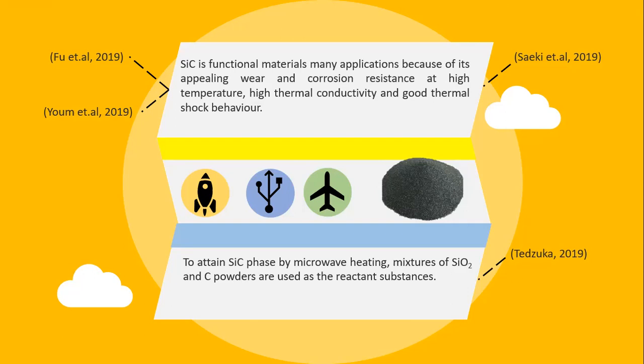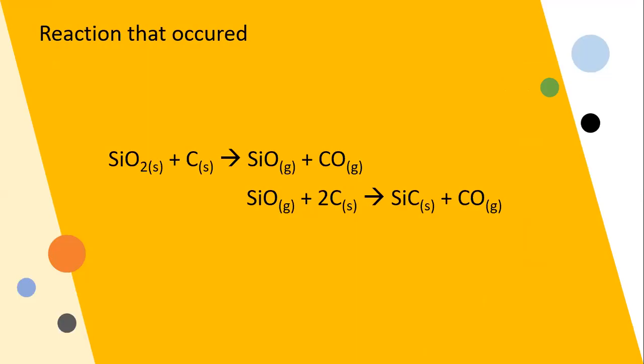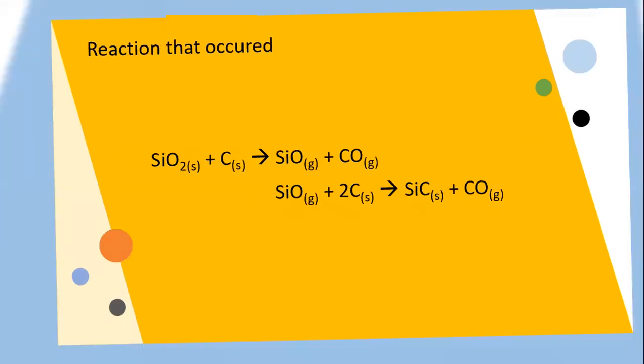Owing to its superior mechanical strength and mechanical stability, SiC is a functional material in refractory, aerospace, and electronic industries. To attain SiC by microwave heating, mixtures of silicon oxide and carbon powders are used as the reactant substances. In this experiment, we make SiC from silicon oxide plus carbon following this reaction. The solid powders of silicon oxide react with carbon powders to become silicon oxide gas and carbon monoxide gas respectively. After that, the gas of silicon oxide gains the carbon molecule and reacts to become solid state silicon carbide, and the reduction result is gas of carbon monoxide.